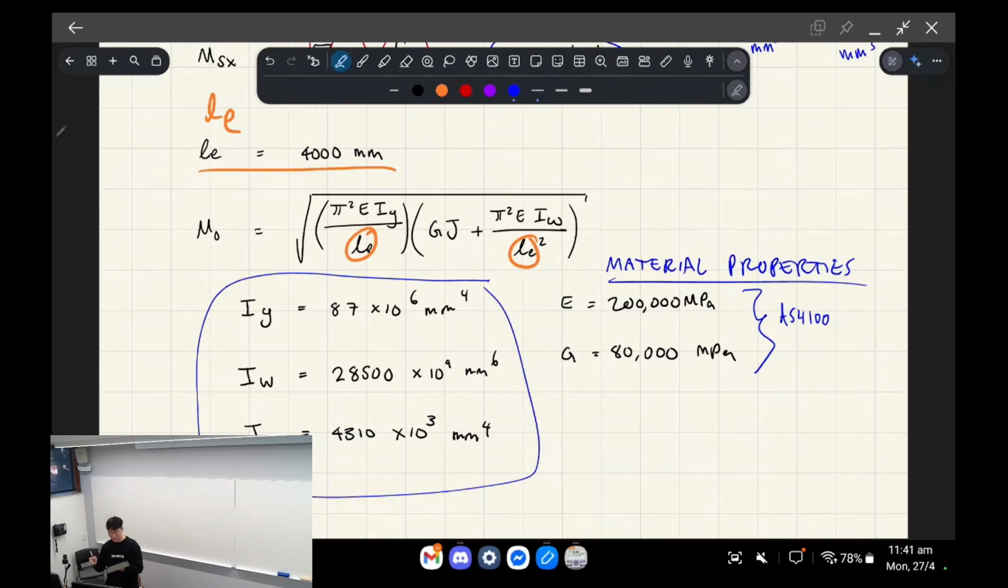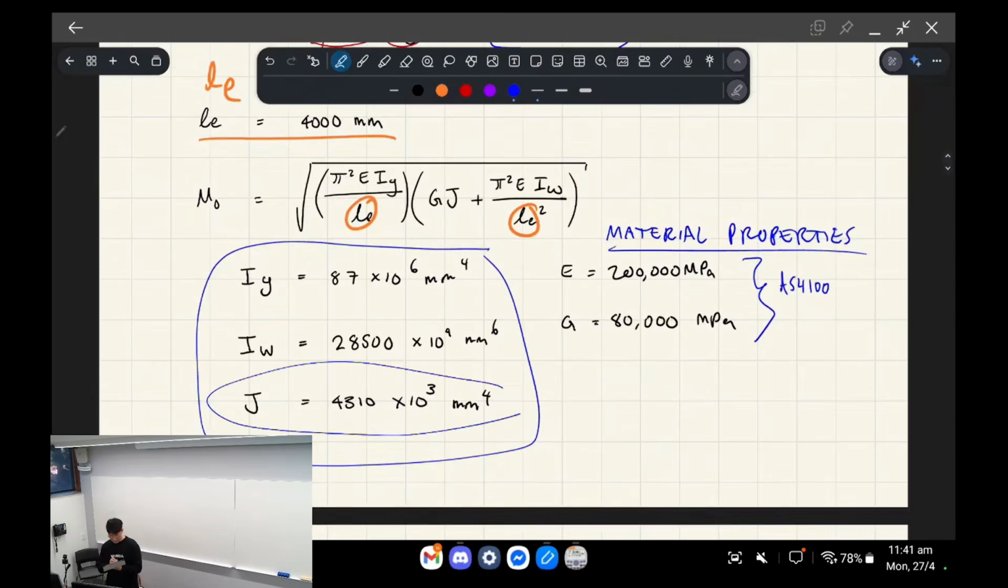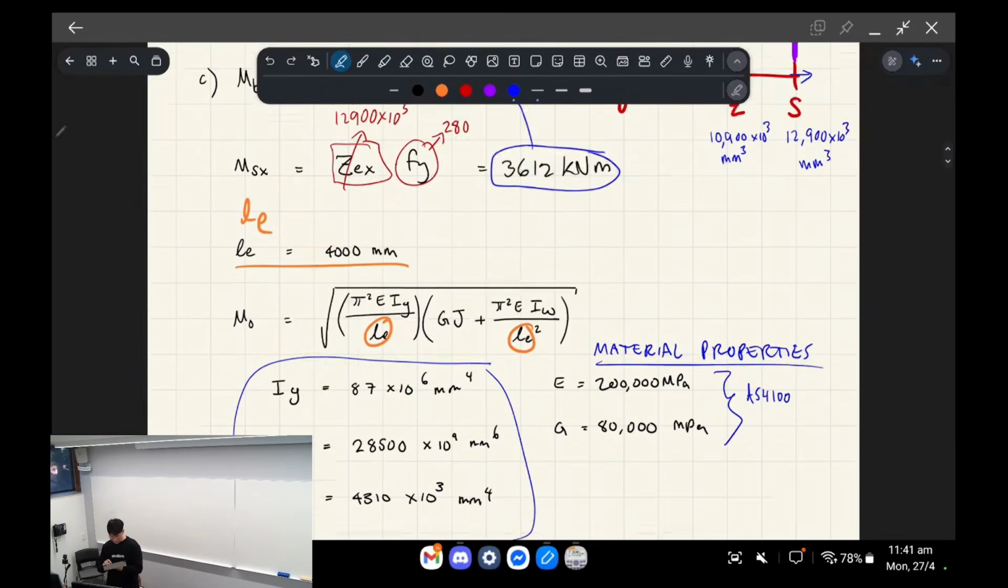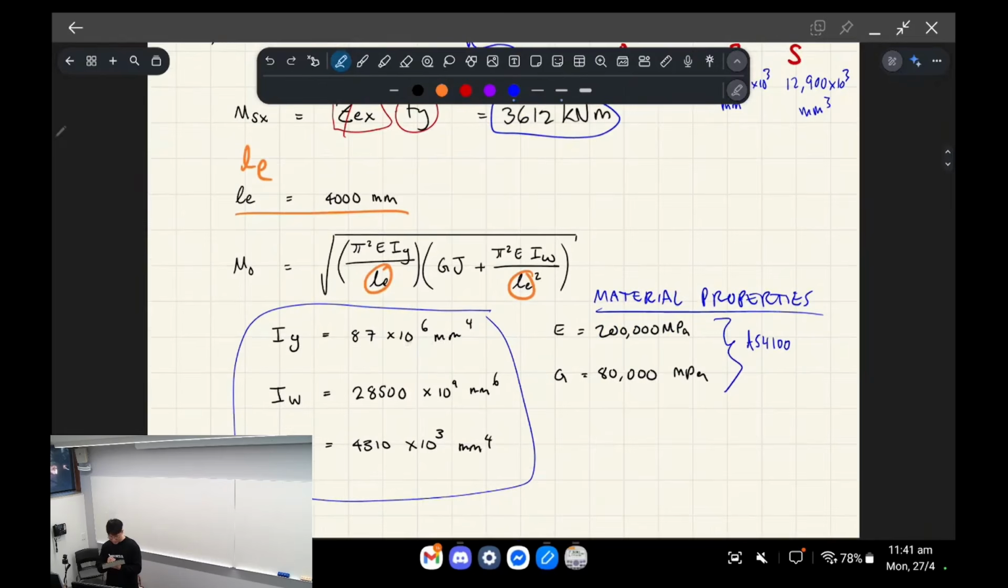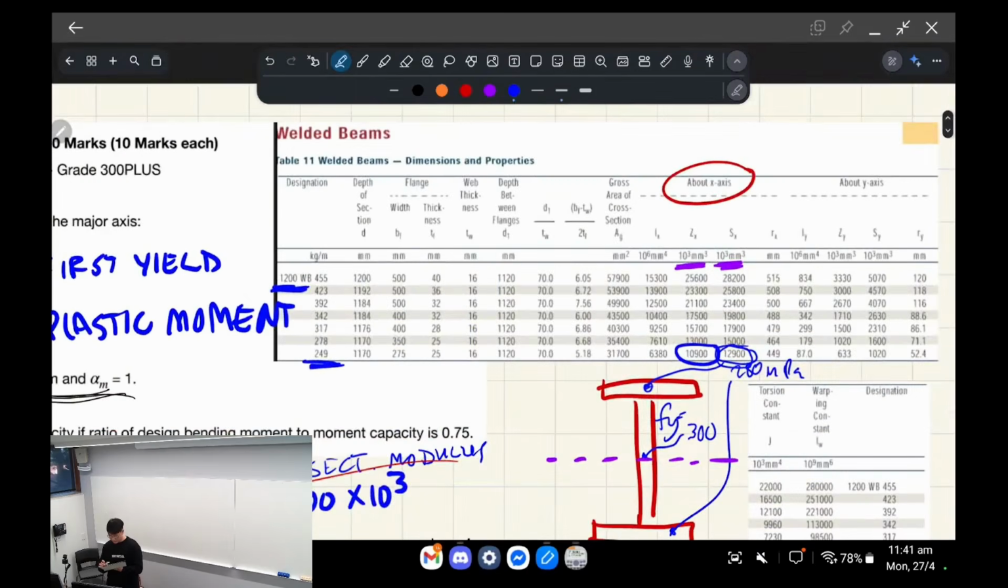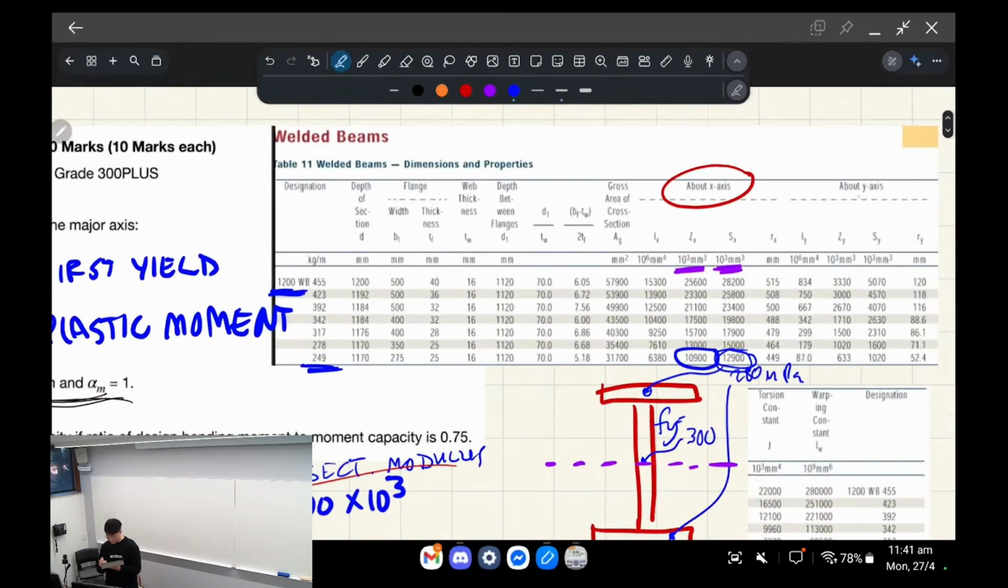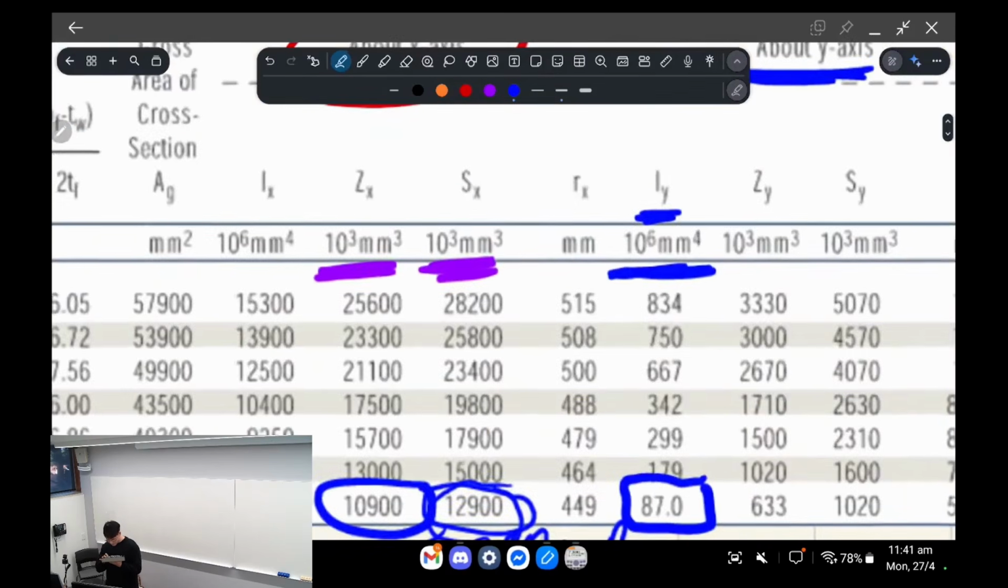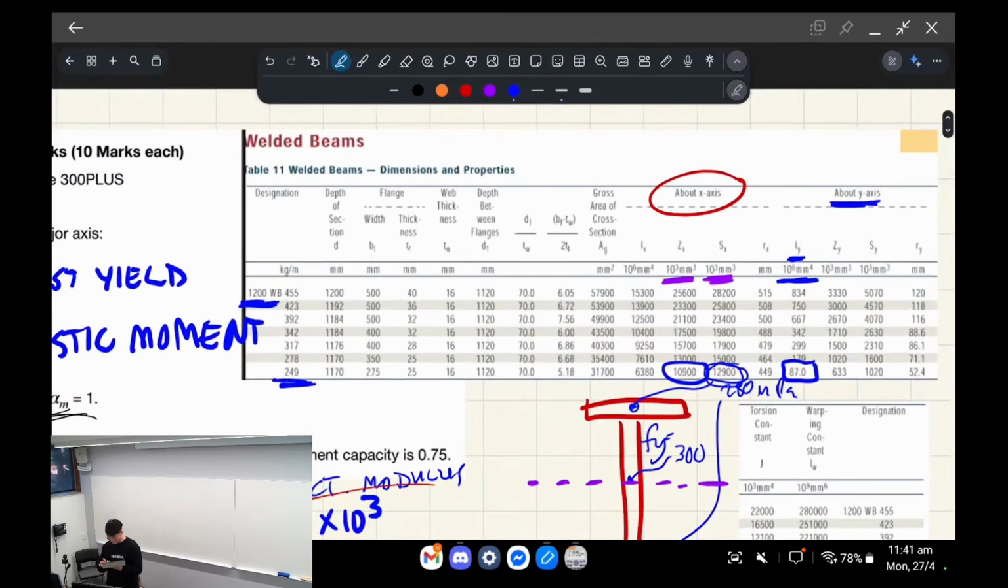For your moment of inertia in the y direction, your warping constant and your torsional constant, these are numbers that you can get from OneSteel. You just have to be really careful about what it's multiplied by, because how it's presented in OneSteel is a little bit difficult to read. So the first one we need is Iy, your moment of inertia about the y-axis. That's 87, and you also have to make sure to multiply 87 by 10 to the 6, I think that says. Yeah, I had to double check as well.